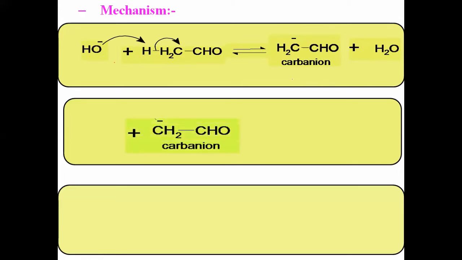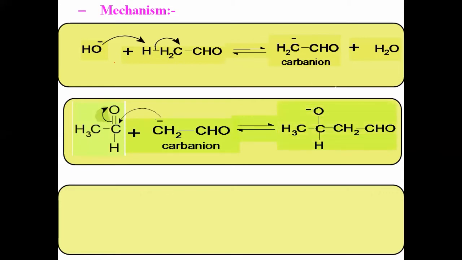This is the first step. In the second step, that carbanion attacks another molecule of aldehyde. There is a negative charge on the carbon, meaning an electron pair, and it forms a bond with that carbonyl carbon. The carbanion acts as a nucleophile and attacks the carbonyl carbon of another molecule of acetaldehyde. There is a formation of a bond between these 2 carbons. Therefore, to maintain the valency, the pi bond breaks, and the electron pair goes on the oxygen. It acquires a negative charge, and we get the intermediate alkoxide ion.